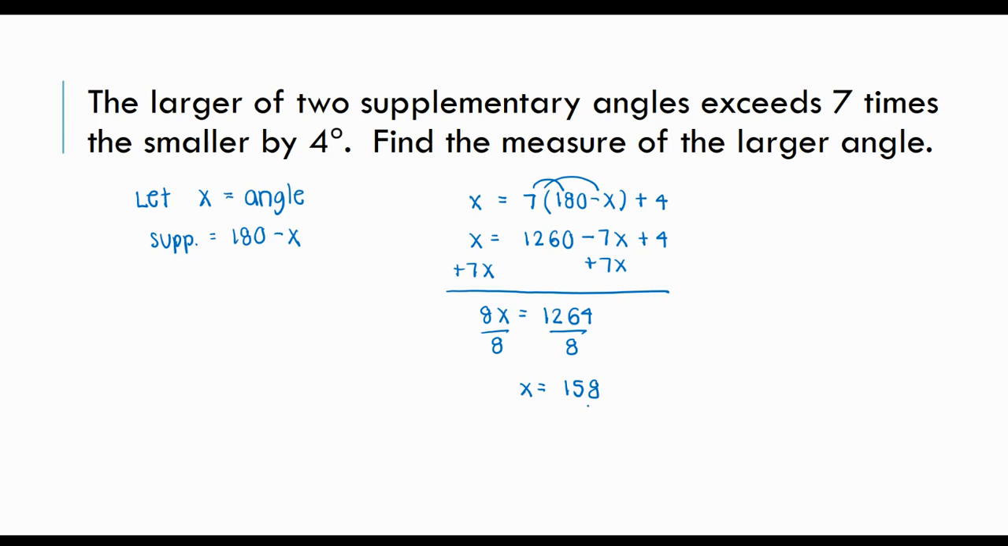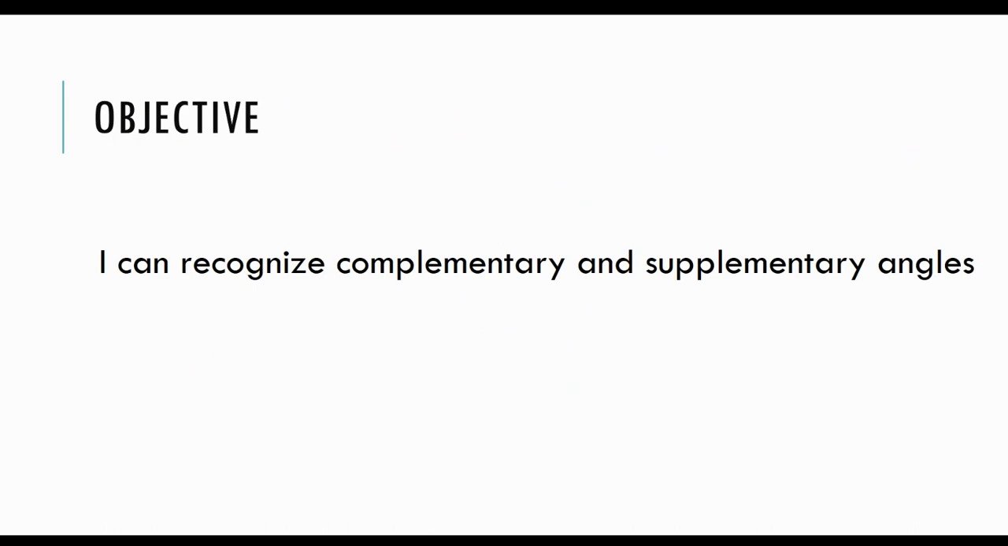So if x is representing 158, obviously then the supplement of that angle would be 180 minus 158. So that's only going to give us 22 degrees. So if we're choosing between the two, 158 versus 22, the larger angle is going to be the 158-degree angle. Okay, so that's us doing things with complementary and supplementary angles, as well as we really did some system problems as well.